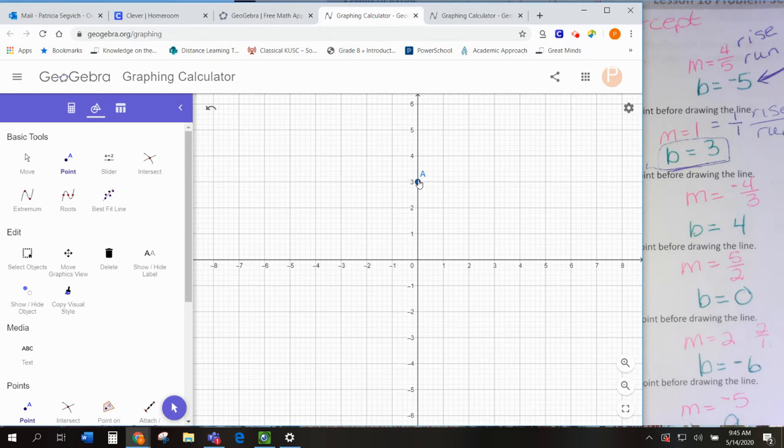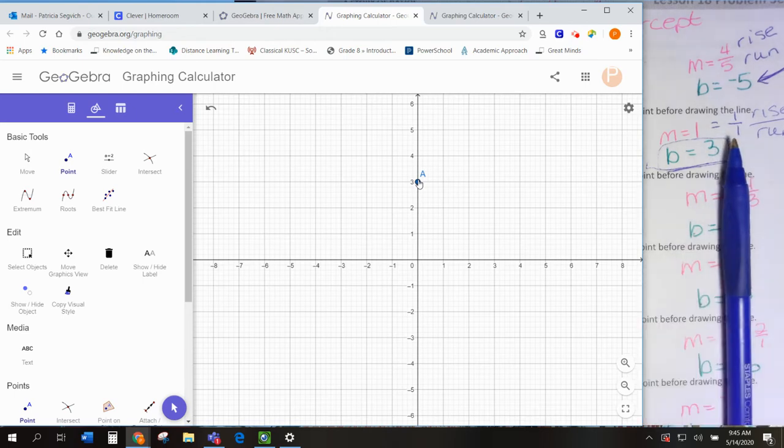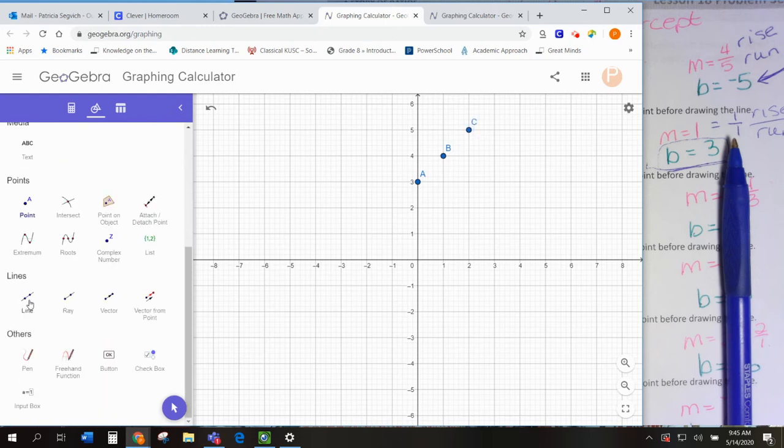Our run is 1 over 1, so we go up 1 over 1. Starting here at our point we just plotted, we go up 1 over 1 and put a point there. If you want, you can go up 1 and over 1 again. You can do more points if you want to. Then we connect our line, and there we've graphed number 2.